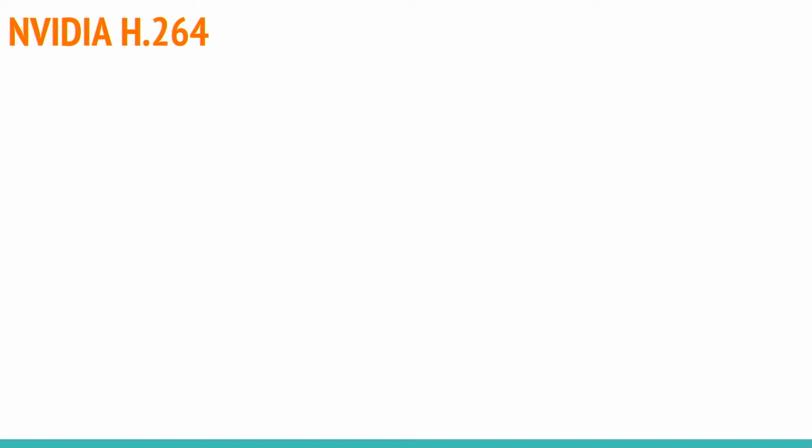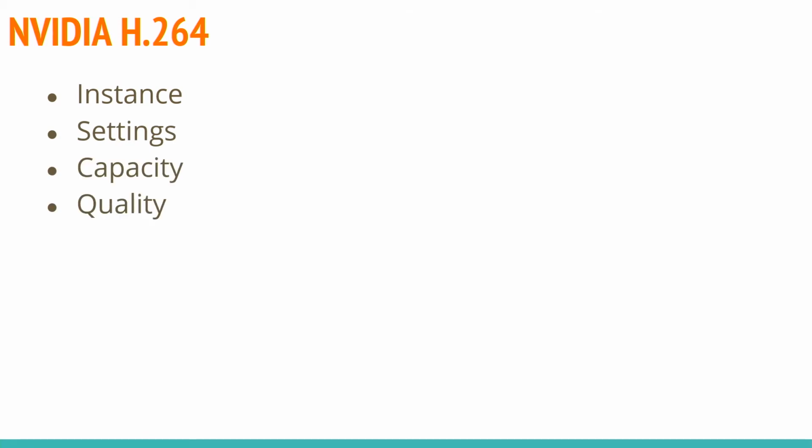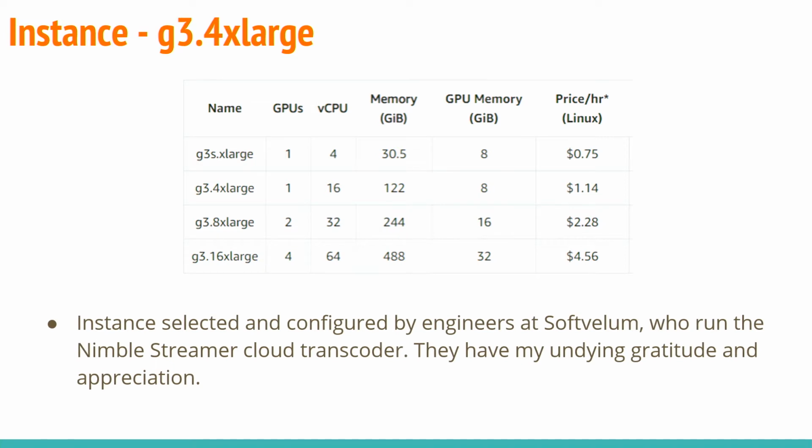And now we're going to start looking at the H.264 instances that we looked at and the analysis that we went through with each technology. And it's the instance, the settings we use, the capacity, and the quality. So the instance: a company called Softellum is the developer of Nimble Streamer. They have a lot of experience setting up NVIDIA transcodes. So they set this up for me on a G3.4 extra large computer. So this is an NVIDIA QuickSync transcoding computer that cost around $1.14 an hour.